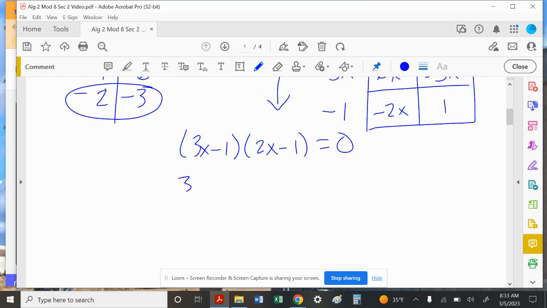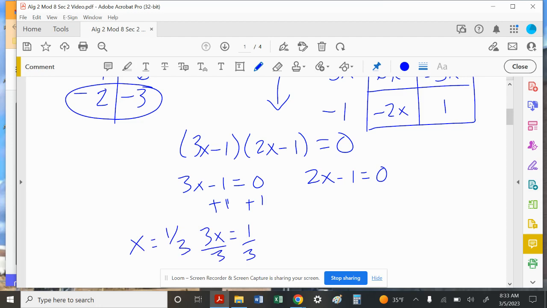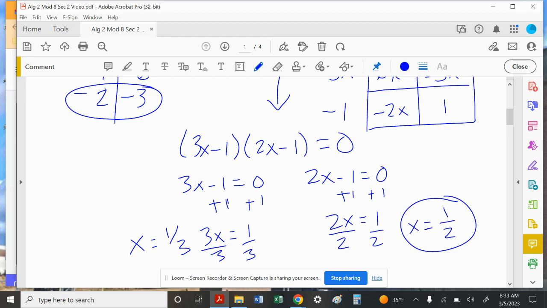Then we set each one of them equal to 0. That's an old standard way of solving problems. 3x minus 1 equals 0, so we add 1 to both sides. We get 3x equals 1 and divide by 3, and x equals 1/3. And for 2x minus 1 equals 0, we add 1 to both sides. We get 2x equals 1, divide both sides by 2, and x equals 1/2. So we have these two values here, x equals 1/3 and x equals 1/2.